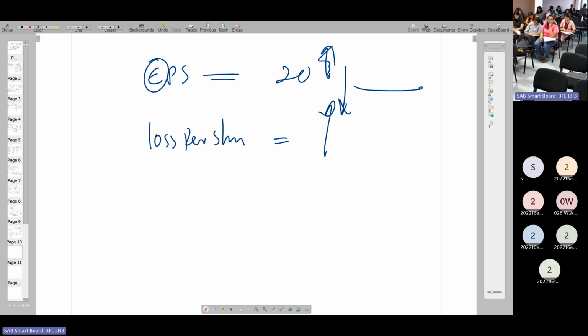Let's say basic EPS increases or loss per share decreases with the effect of potential ordinary shares. That is called anti-dilution. Dilution is basic EPS decrease or loss per share increase. That is called dilution. Anti-dilution is the opposite of it. Definition of dilutive effect, dilution, anti-dilution.